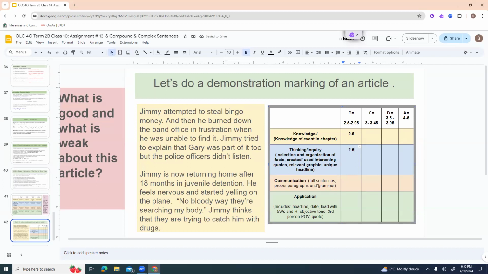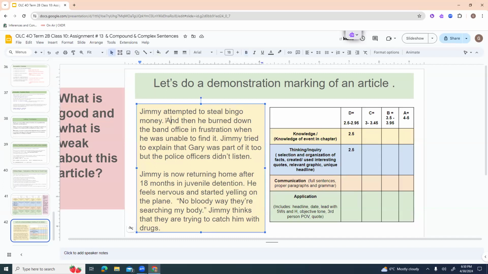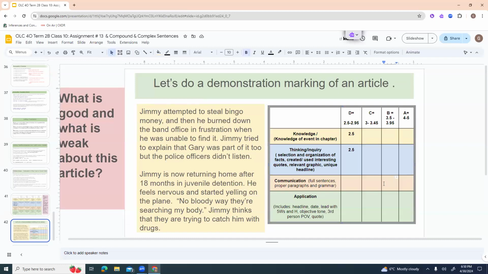Communication, full sentences, proper paragraphs, and grammar. Okay, there is paragraphs. The sentences are mostly okay. There's a problem right here at the very beginning. That should be fixed. The grammar mostly seems okay. So that one I would probably say is a 3.5. Okay.